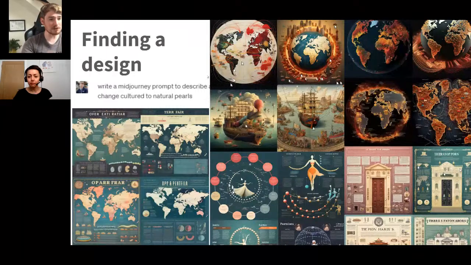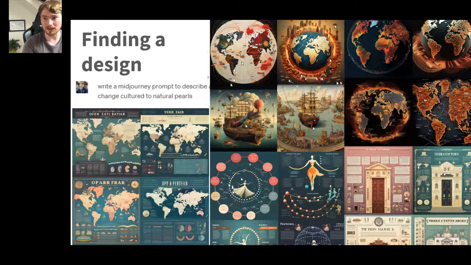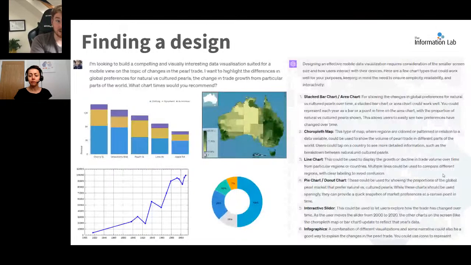Okay, so I stopped with Midjourney at that point. I figured I wasn't going to get much further with this. So I went back to ChatGPT and asked it: looking to build a compelling, visually interesting data visualization suited for mobile, topic of the pearl trade, what charts would you recommend? It came back with a bar chart, a line chart, pie or donut charts. Interesting, we got this choropleth map, which is a nice crossover between the two. But for me, these were the same.